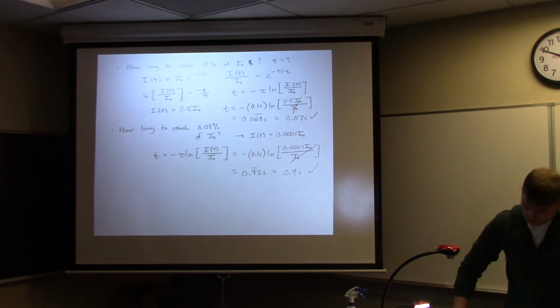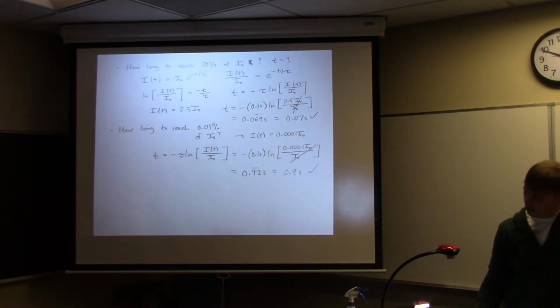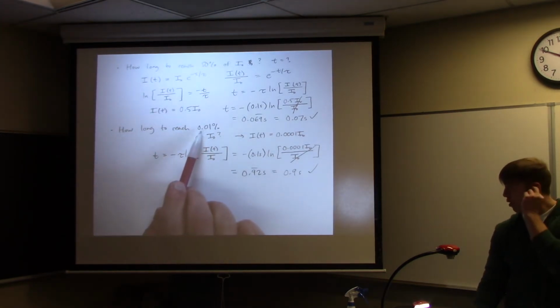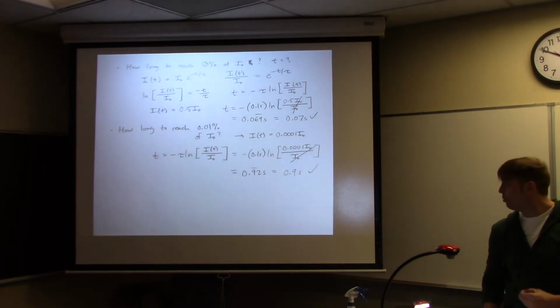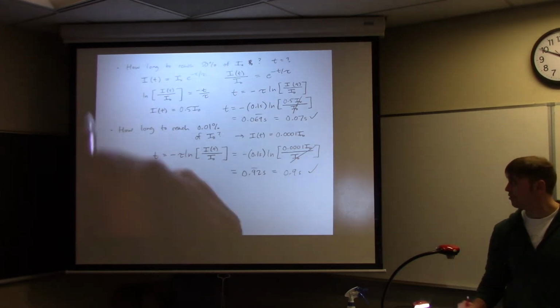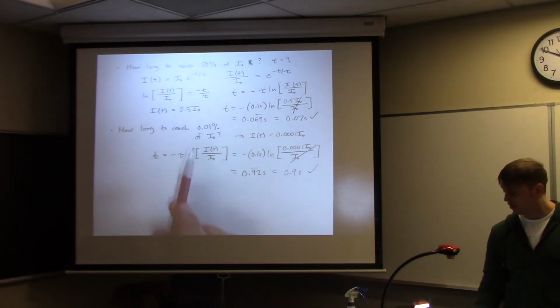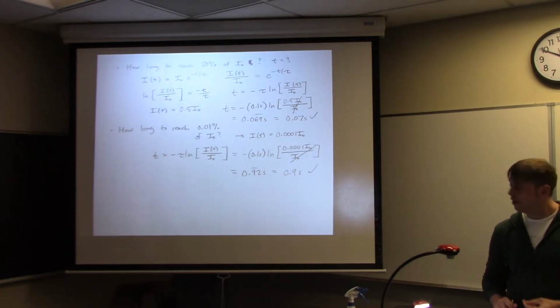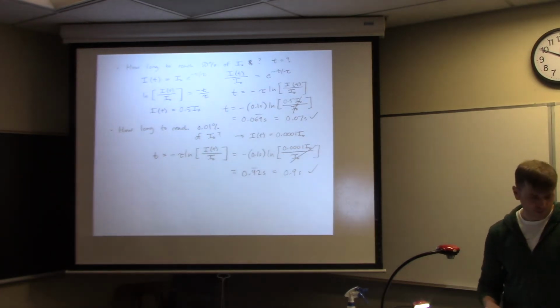And so of course it takes much more time to reach this small of a current compared to just 50% of maximum, right? The current is exponentially decaying, so to reach this tiny of a current value, it's going to take much more time. That's the idea.